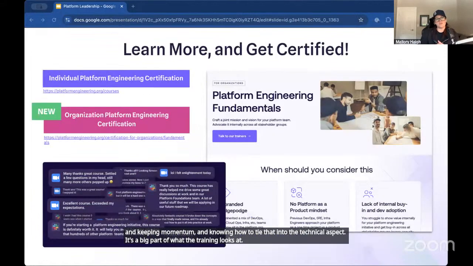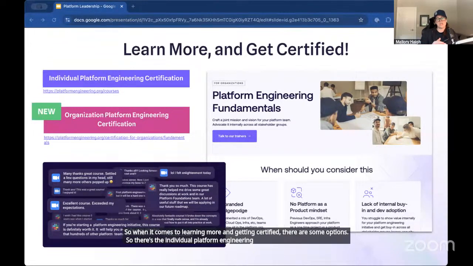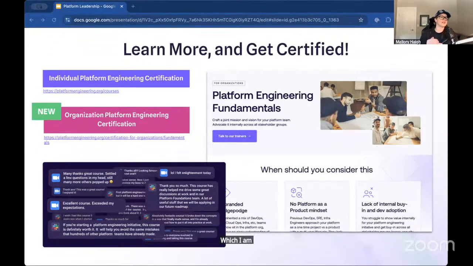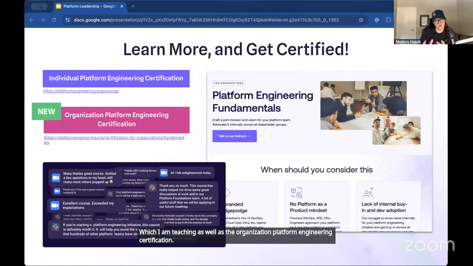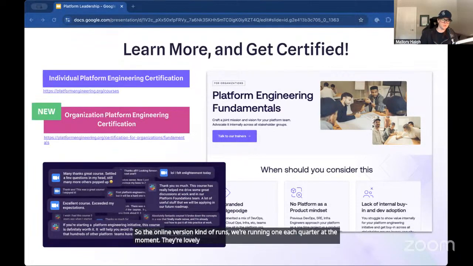So when it comes to learning more and getting certified, there are some options. So there's the individual platform engineering certifications now out, which I am teaching, as well as the organization platform engineering certification. I teach those too. And you have options. So the online version, we're running one each quarter at the moment. They're lovely big groups, lots of folks join in.